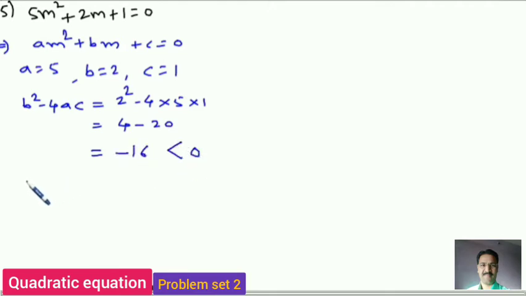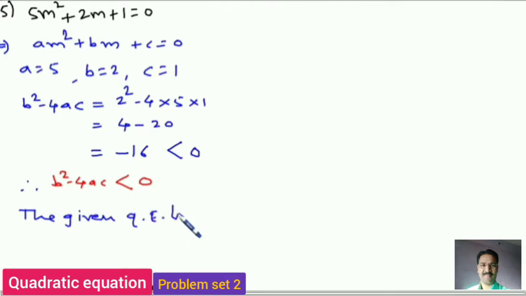Means we can write now, very important. See here, b square minus 4ac, which is less than 0. Means what you can write now? The given quadratic equation has no real roots. Why? Because of this one. Okay, straightaway write. No need to find that, use the formula. Don't do anything here. Why?